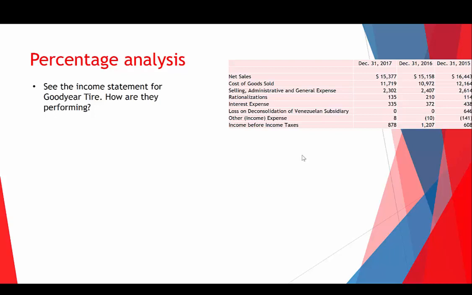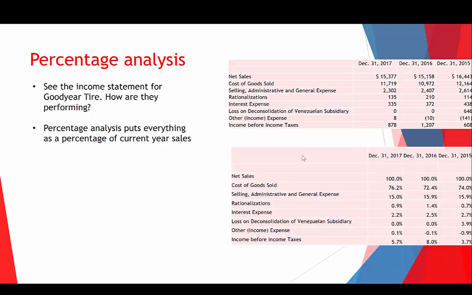But if we look at this, income before income taxes is actually down in 17 compared to 16. And we may or may not be able to quickly tell why that happened. It's not because of the main sales drivers, right? Yep. Sales are up, so it wasn't because of that. So what we need to do is put everything as a percentage of sales. Now it's as a percentage of sales.